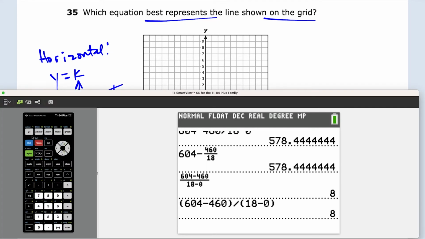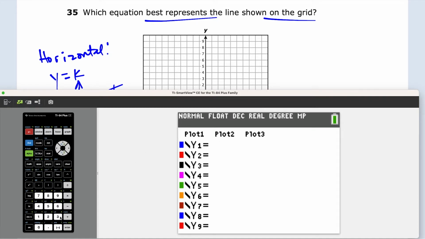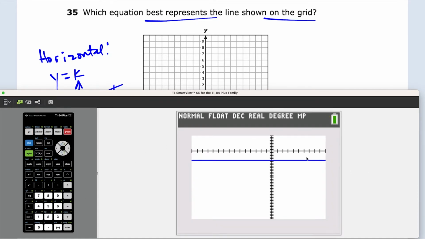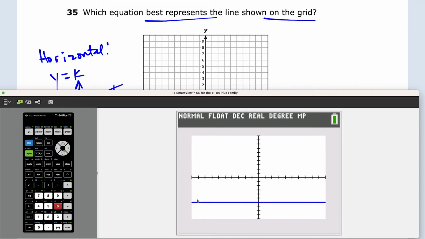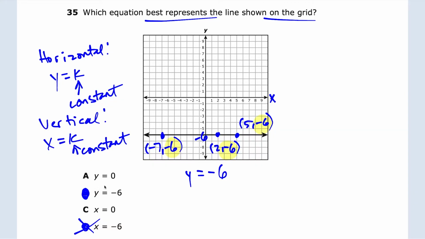Now, if we want to double check, we could go to the y equals here and write in y equals, and we have -6. And if I press graph, the graph is still out of whack from before, so I'm just going to press zoom 6, and that'll put it back to normal. And notice we have a horizontal line going through -6. So our answer, choice B here, is definitely correct.